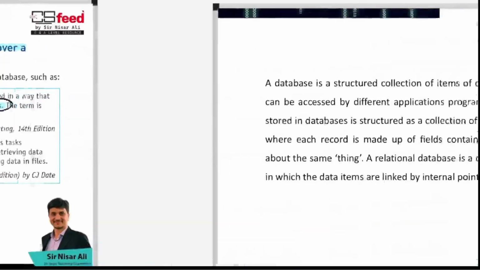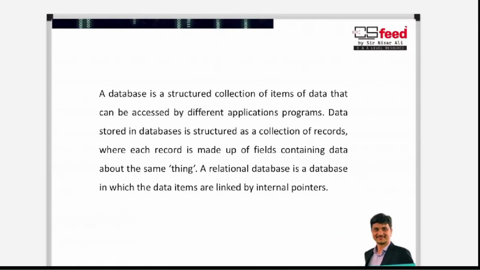All right. So this is the relational database: a structured collection of items of data that can be accessed by different application programs. But the important point over here is that a relational database is a database in which the data items are linked by internal pointers. These internal pointers lead to the concepts of relationships, the primary key and the foreign key, that you will learn in the next videos.